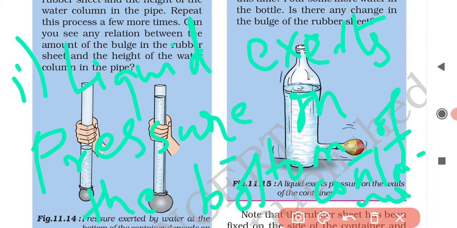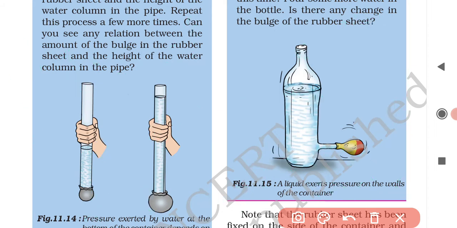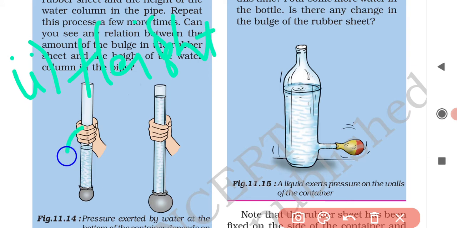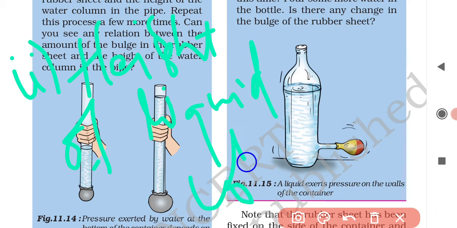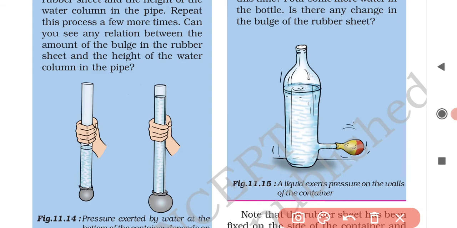Okay, this is the first conclusion, and the second conclusion is what? That the pressure exerted by a liquid depends on the height of the liquid column. The pressure exerted by a liquid depends on the height of the liquid column. Clear? So these are the two conclusions we can draw from this activity.